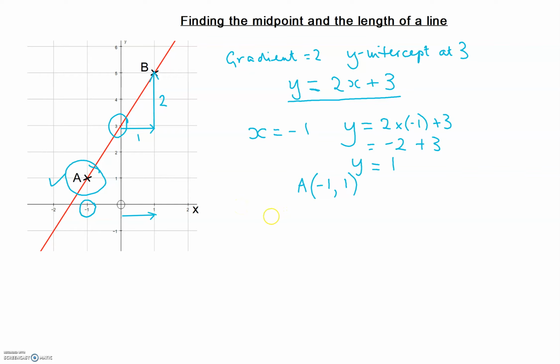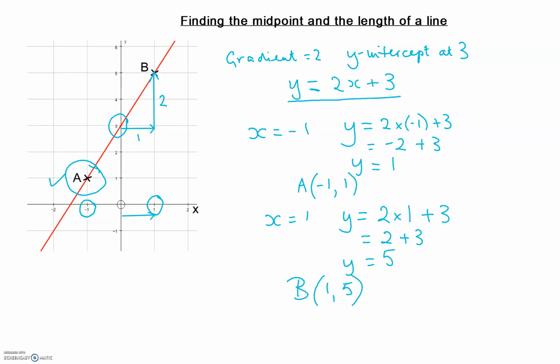At B, we have that x equals 1. So you can see that at the point B, we have got the x-coordinate of 1. And we know that our rule is 2 times our x-coordinate of 1 plus 3. That's 2 plus 3, which is 5. So we know that the coordinates at B are 1, 5.